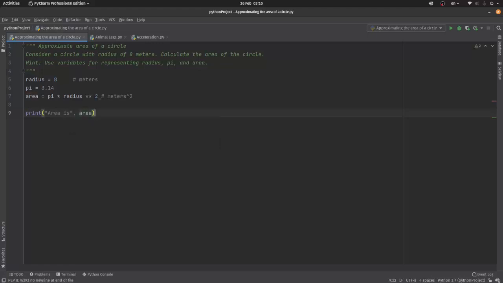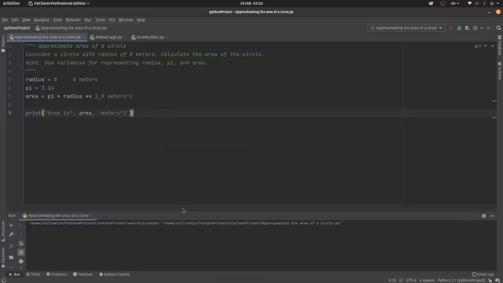Now here, because this is a variable, the program is not going to print the word area. Instead, the program will print the value which is stored in the variable area. For example, if the value of the area variable is 5, it will say 5 instead of area in this place. And add meters squared. So let's run the program and see what's going to happen. Well, let's zoom it in. Well, the area is 200.96 meters squared.